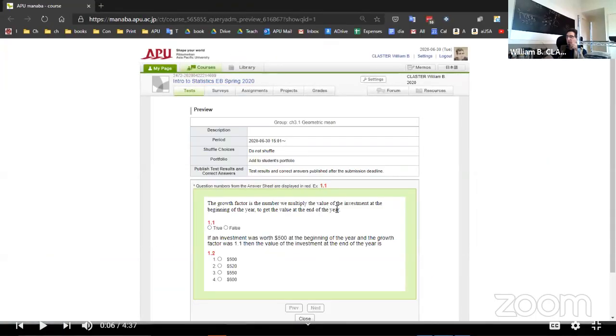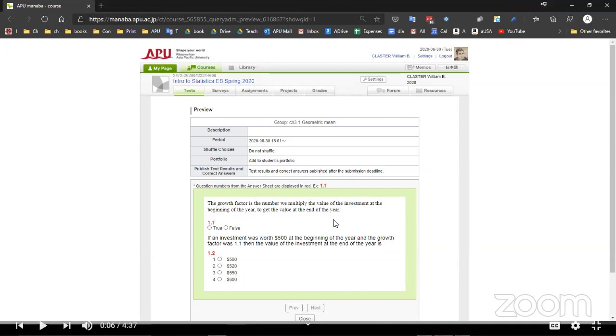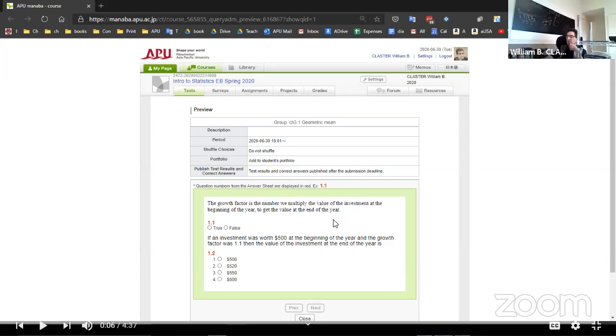Okay, so let's look at the first one. So the growth factor is the number we multiply the value of the investment at the beginning of the year to get the value at the end of the year. Is that true or false? True. Okay, good. The answer is true.